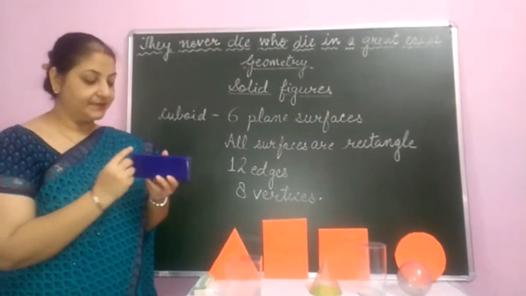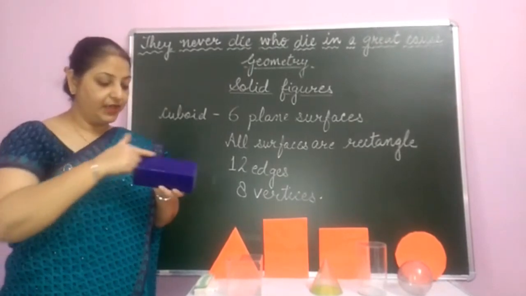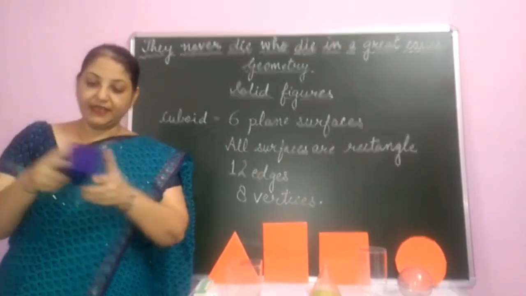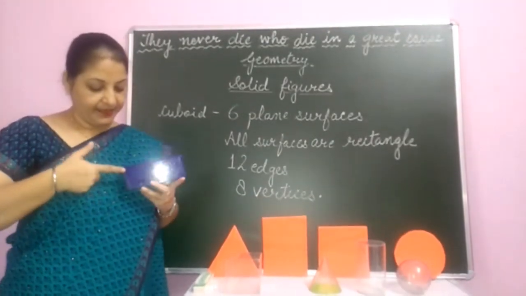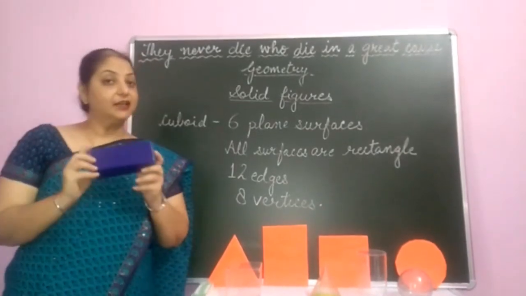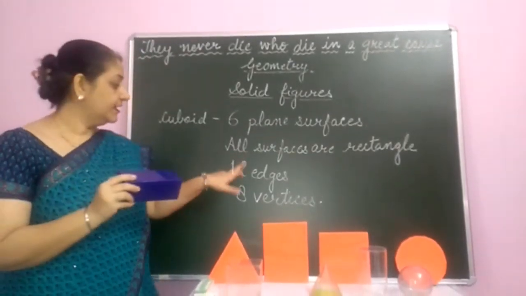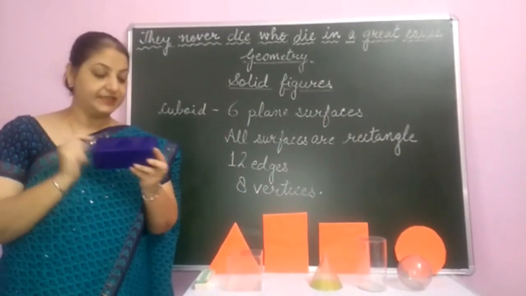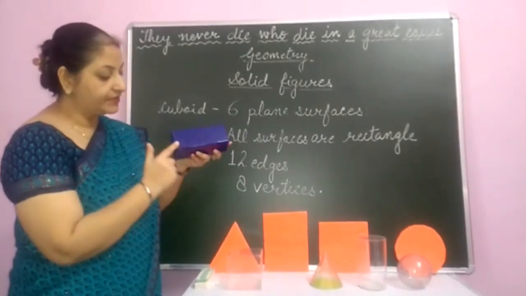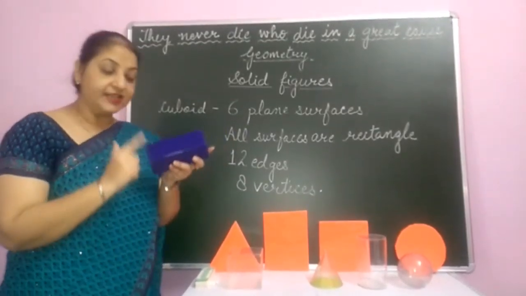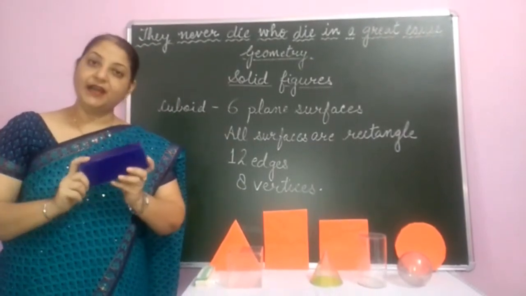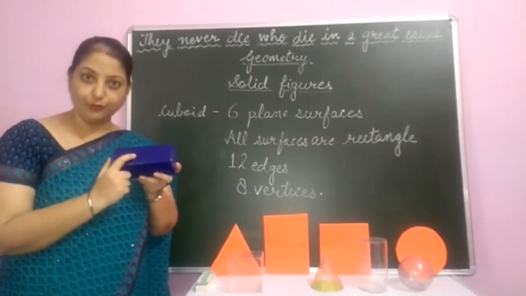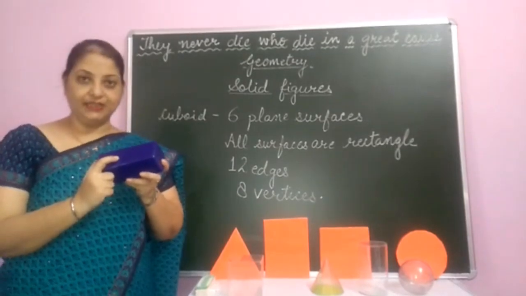Now, count the edges. 1, 2, 3, 4, 5, 6, 7, 8, 9, 10, 11, 12. Just like a cube, cuboid also has 12 edges. But now look at the shape of these surfaces. Children, you can see now the shape of this surface is a rectangle. This is the only difference between a cube and a cuboid. In a cube, all the surfaces are square, whereas in a cuboid, the surfaces are rectangle in shape.